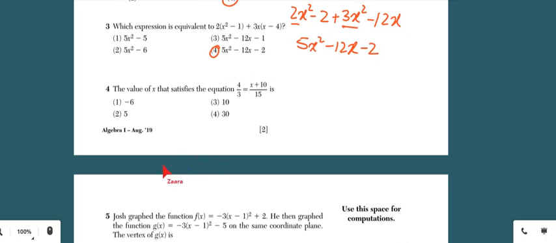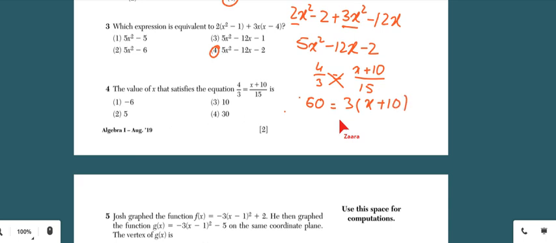In the next question, it says the value of x satisfies this equation, and you have to find the value of x. So this is 4 over 3 equals x plus 10 over 15. Let's cross multiply. So you will get 4 times 15, which is 60, equals 3 times x plus 10. What is 3 times x? It is 3x, and 3 times 10 is 30. So 60 equals this. Let's subtract 30 from both sides.